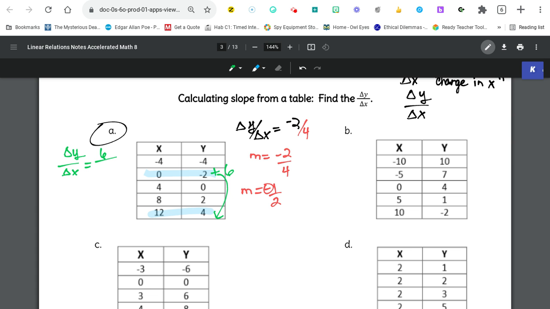Make sure you do y before x, okay? It's not like the alphabet where it's x and then y. Okay, x and y comes when you're graphing an ordered pair. You put your x coordinate, then your y coordinate. But when you're doing slope, it's just the opposite of graphing an ordered pair. It's y before x, okay? All right, now look at your corresponding x values. What are you doing to 0 to get to 12? Well, you're adding 12.